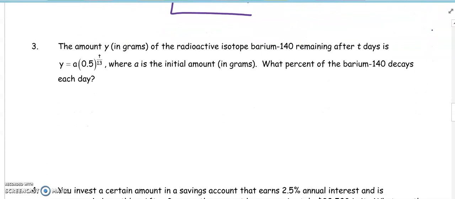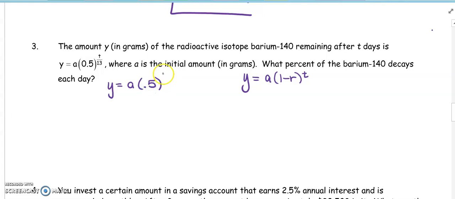All right, let's look at number 3. Number 3 says the amount Y in grams of the radioactive isotope barium-140 remaining after T days is given by that equation, where A is the initial amount in grams. I want to know what percent of the barium-140 decays each day. Keep in mind, we want the equation to look like our decay function: Y is equal to A times 1 minus R to the T power. So we've got to work with that.